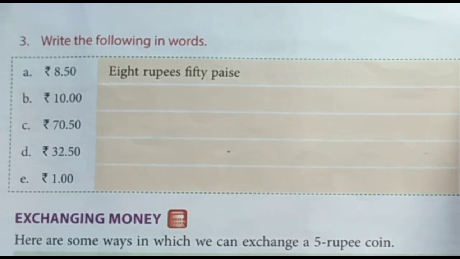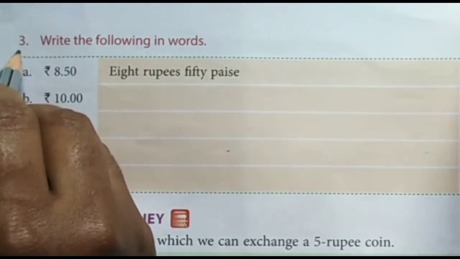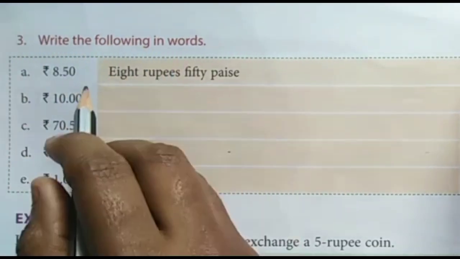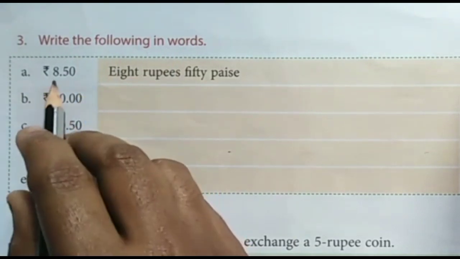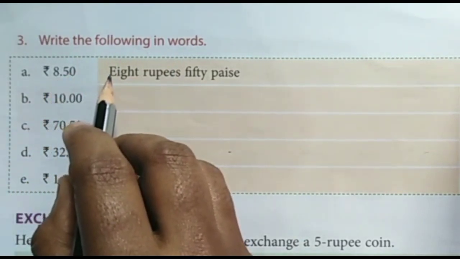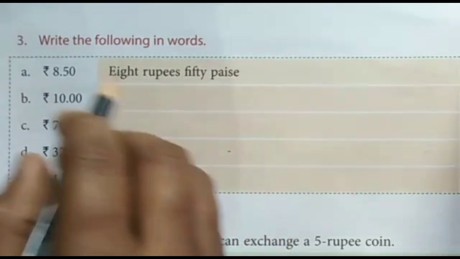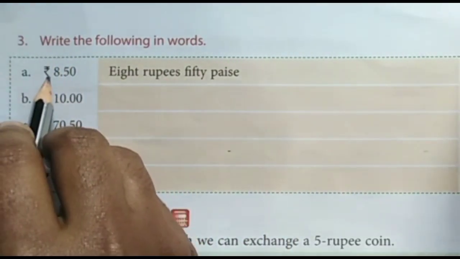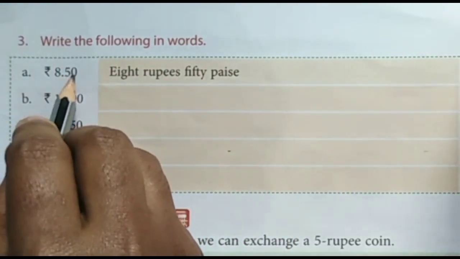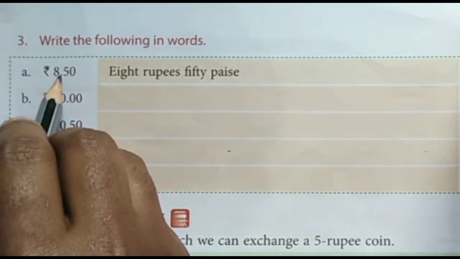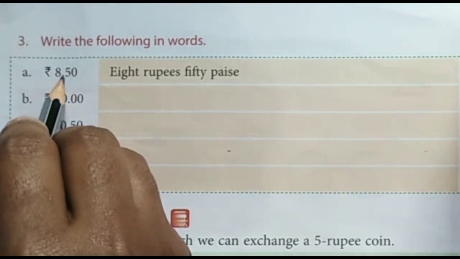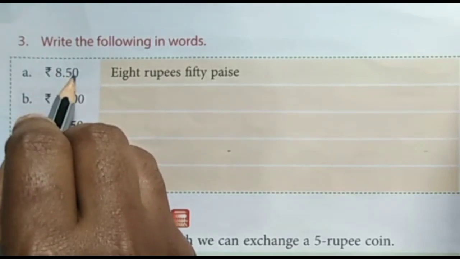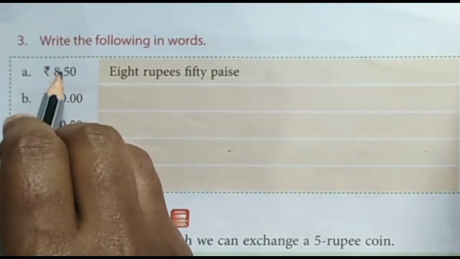Children, take the next page. Let's do question number C. Write the following in words. Here some amounts are given in rupees and paise. We should write this in words. Look at the first question. Here we have 8.50. Children, we learned that a dot is used to separate the rupees and paise. The numbers on the right side of the dot.